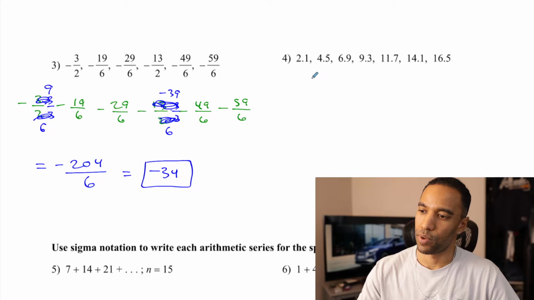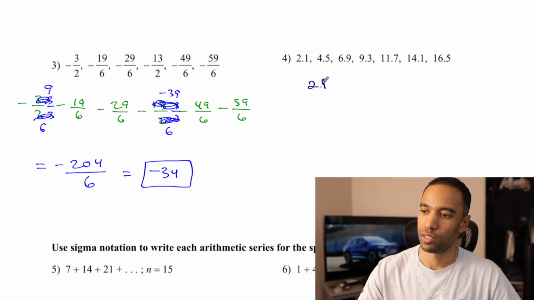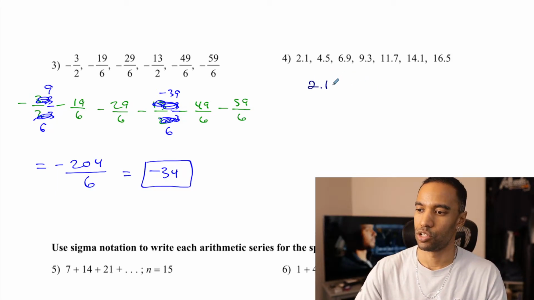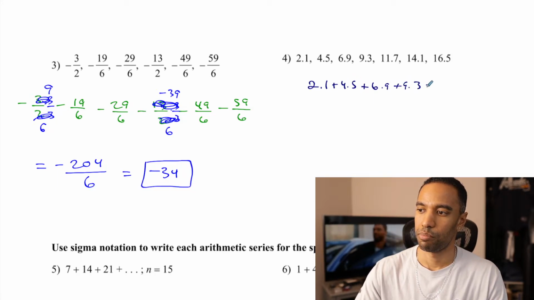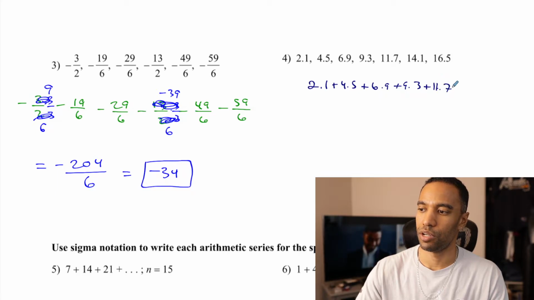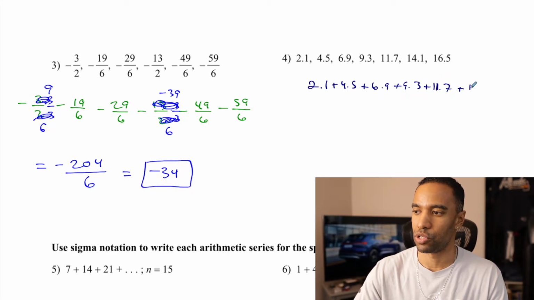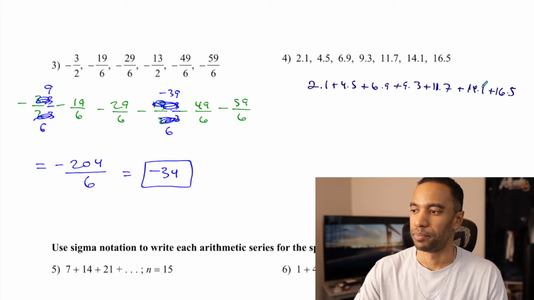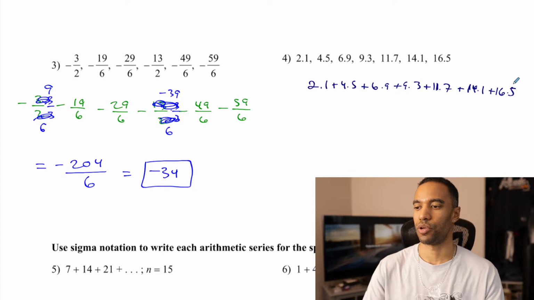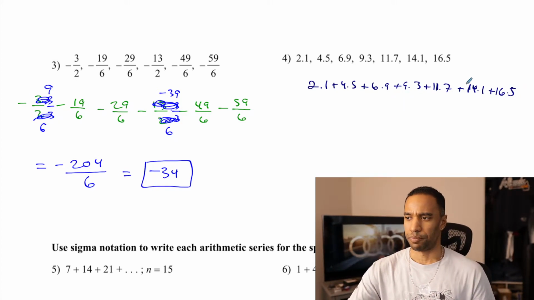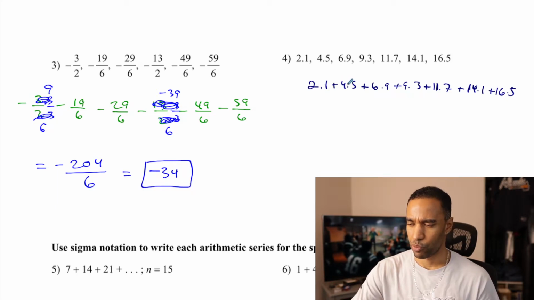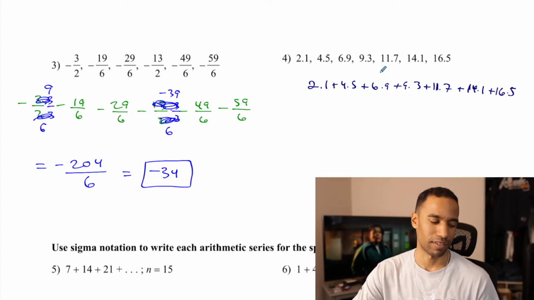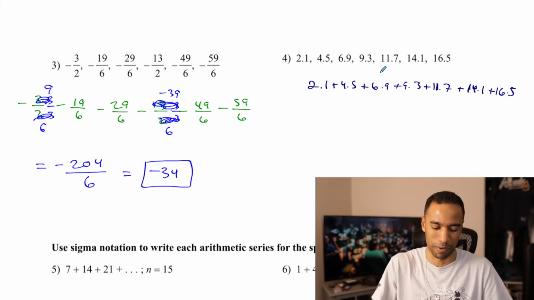Number 4, we add these up. 2.1 plus 4.5 plus 6.9, 9.3. Now, you probably have a calculator handy. I do too, but I'm not really looking to it if I don't have to use it, because again, I kind of want to show you some things. All right, let's see. So 6.6 plus... man, I'm going to use a calculator for this one. I don't want to mess it up.